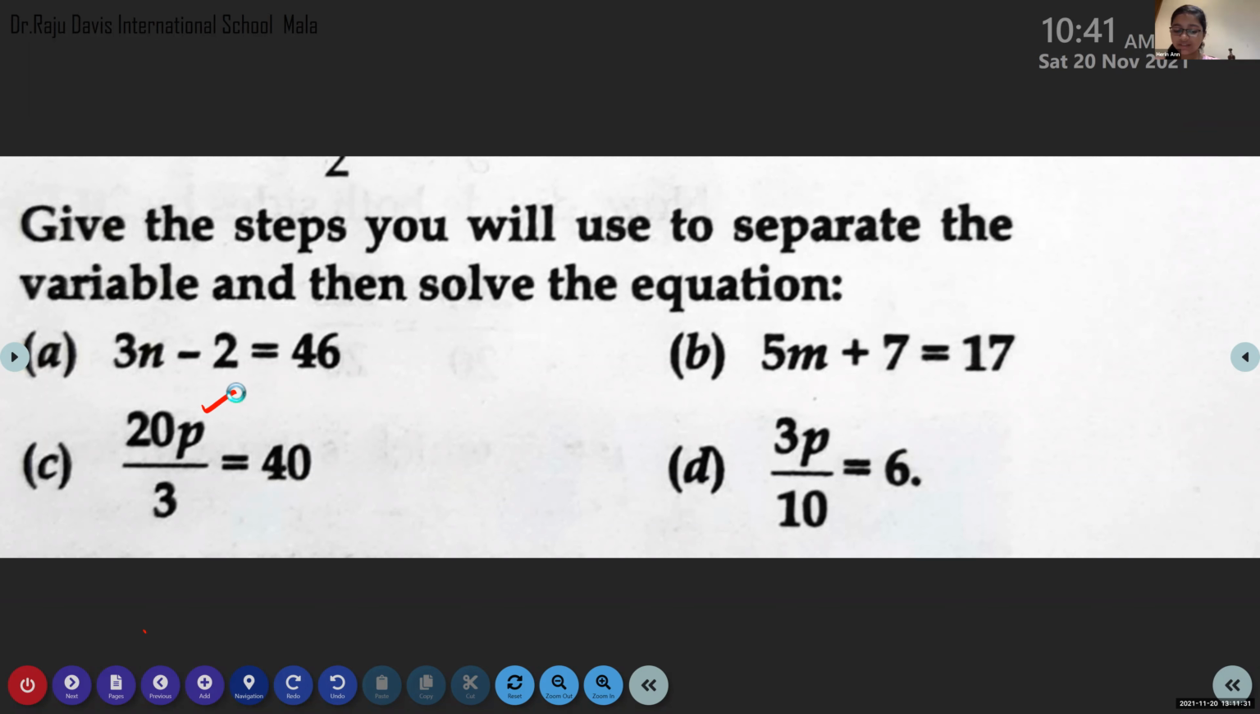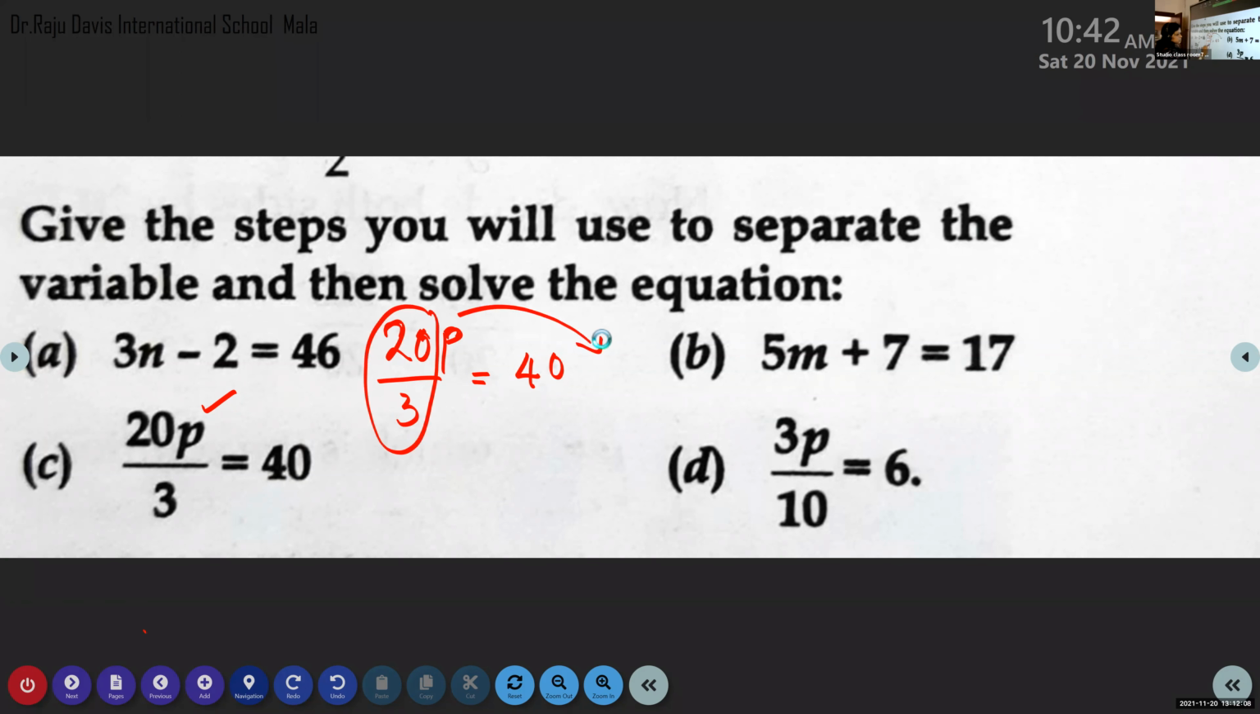Ma'am, the problem is 20p by 3 is equal to 40. Okay, here there is no plus or minus, no? So first you can remove what is under that. That will be better. So what will it become? Or you can remove both together, children. 20 by 3 p, isn't it? So we can take this 20 by 3 to transpose to this side.